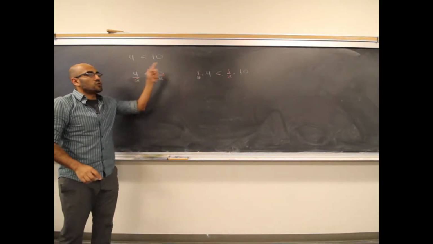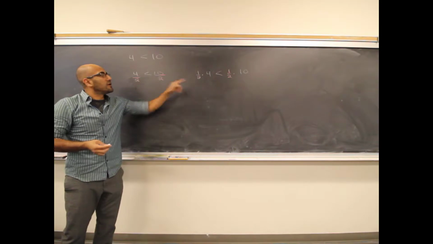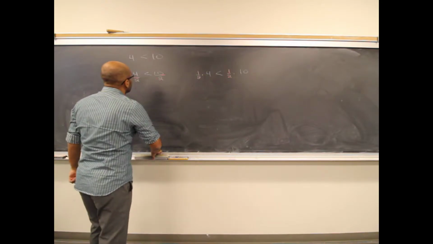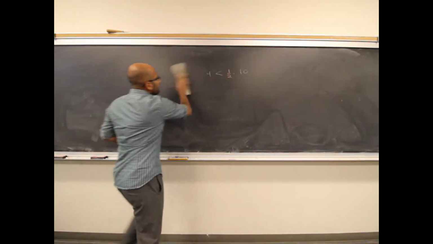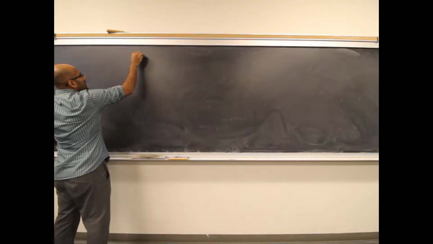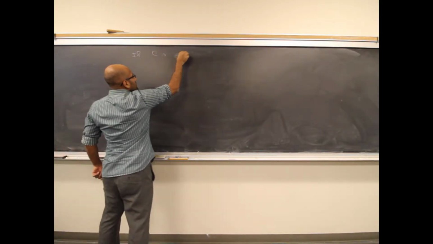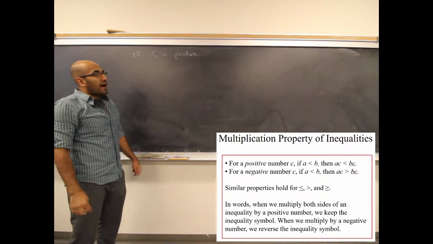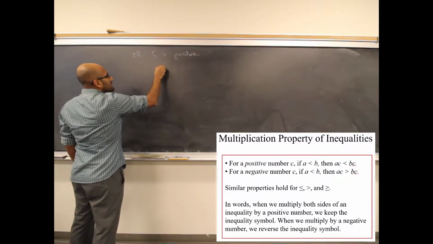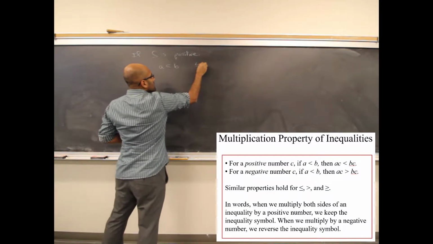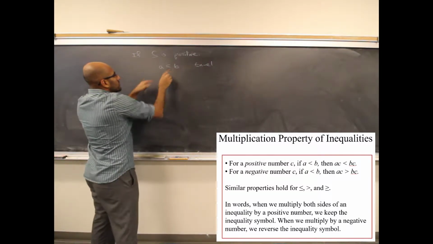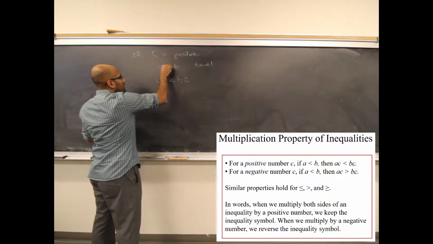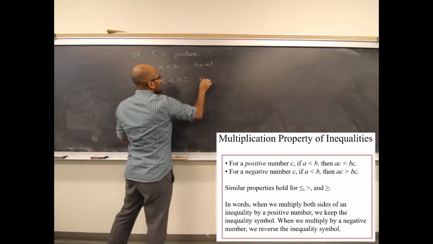Dividing by 2, multiplying by a half, they're the same thing, right? So it's going to be the same rule. The general rule is this: if we have a positive value c, if the thing that we are going to multiply by is a positive number, then if the original statement is true, we can multiply by c and it's going to stay the same this way. This is also going to be true.